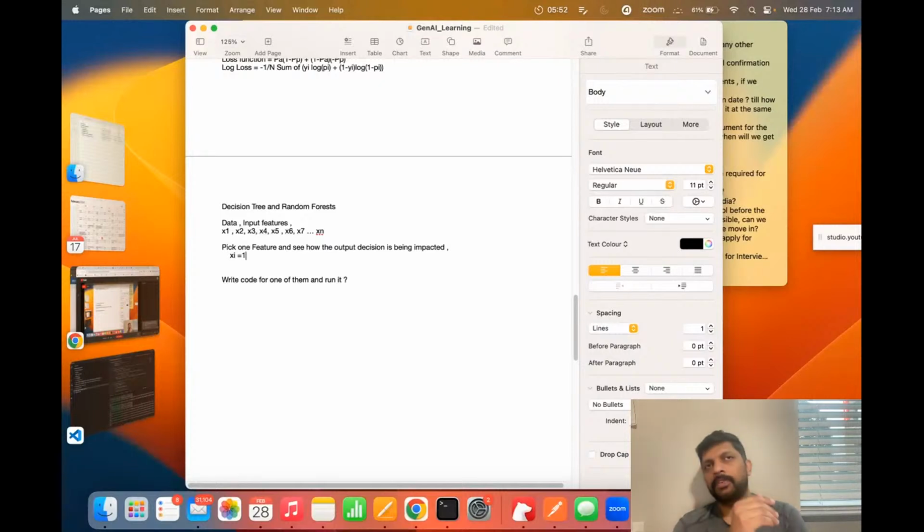If you consider a number of features, what happens? You should consider all of them possibly effective. Like you start with xi, then you pick up another one. You need to pick up all features. And then only you should finally take a call on what is the output.